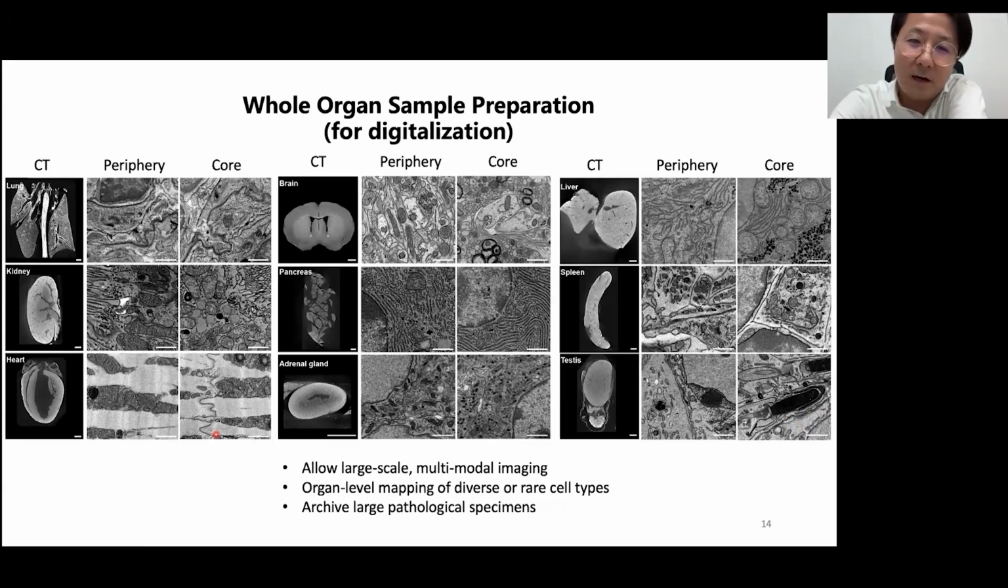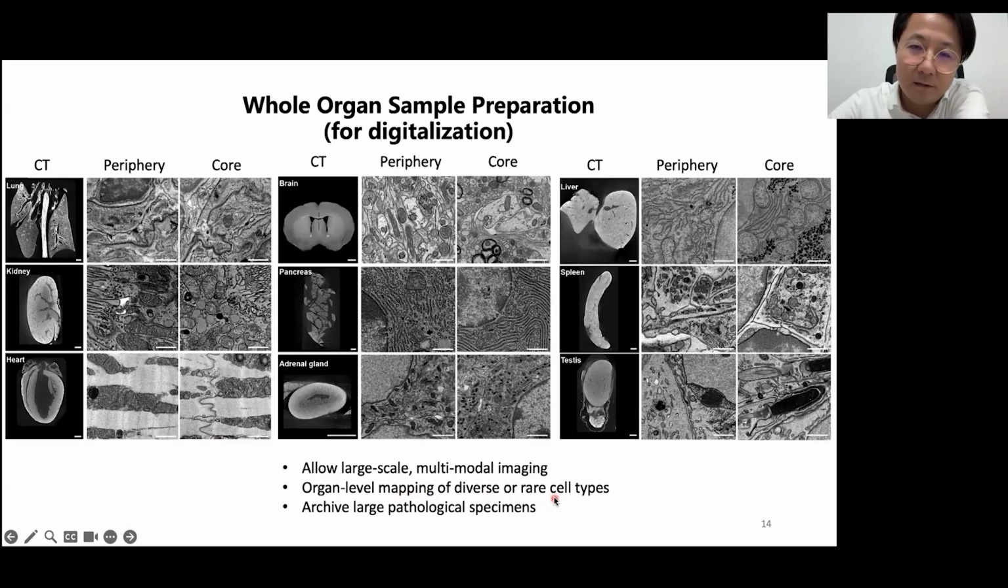One is it allows large-scale multimodal imaging. For example, you can do CT scanning, afterwards you do EM scanning, or even design your imaging procedure or session. Another thing is you can do organ level mapping of diverse or rare cell types.